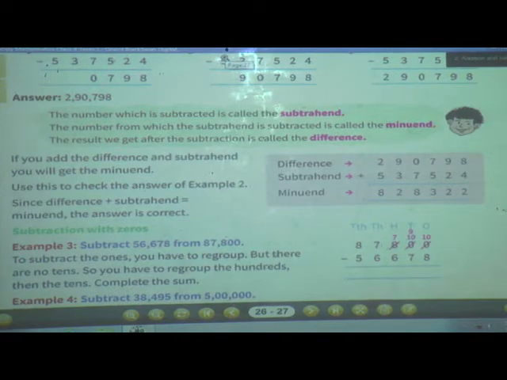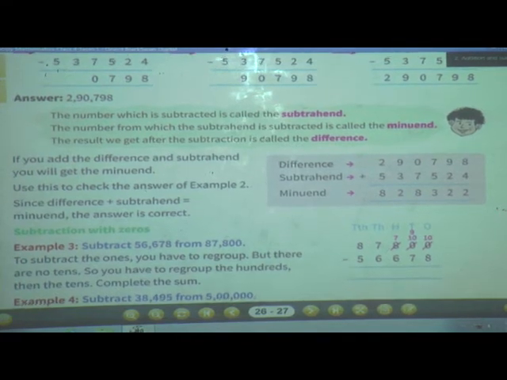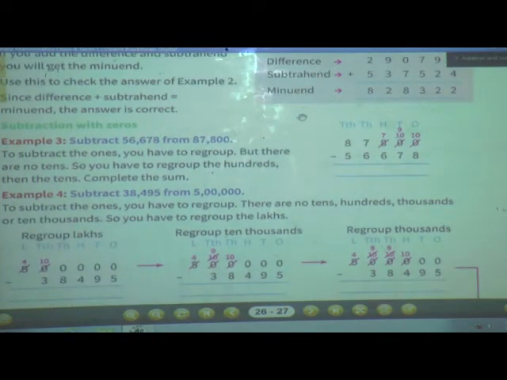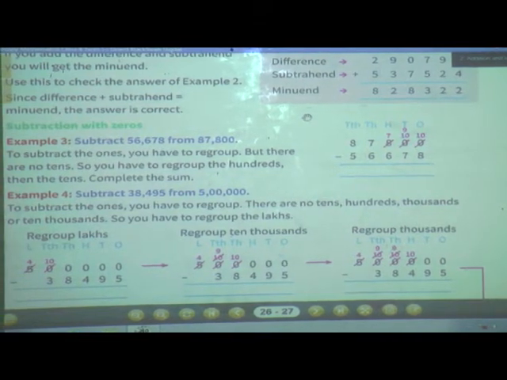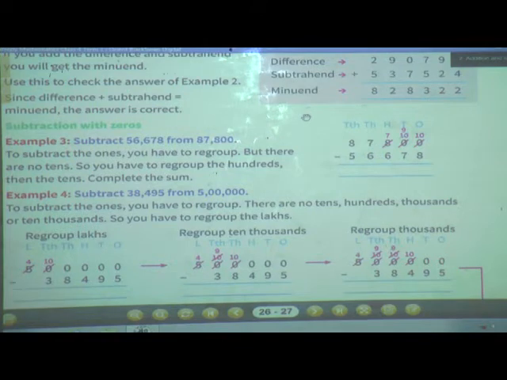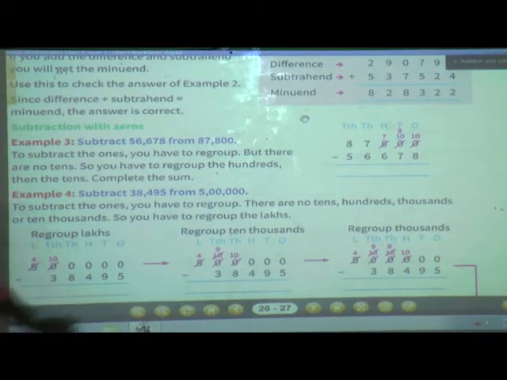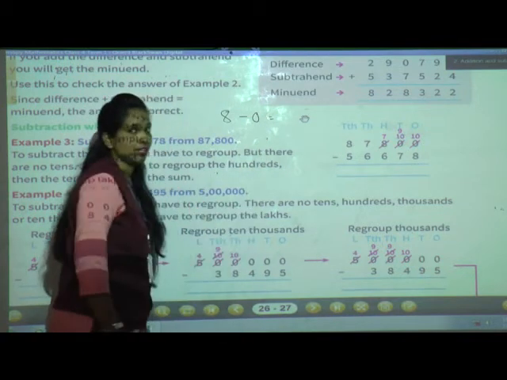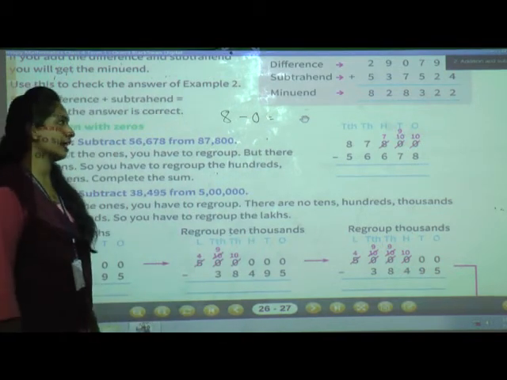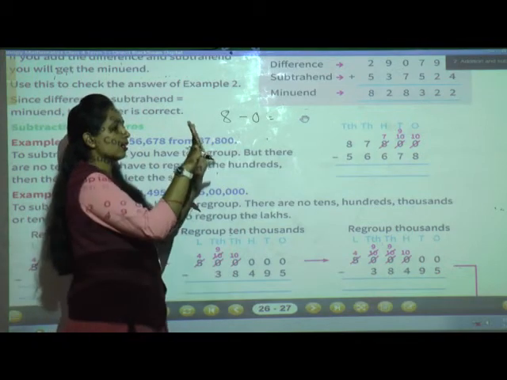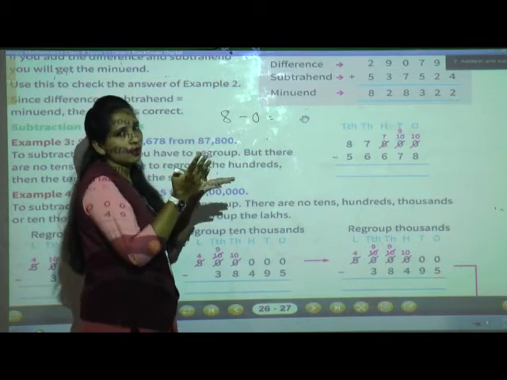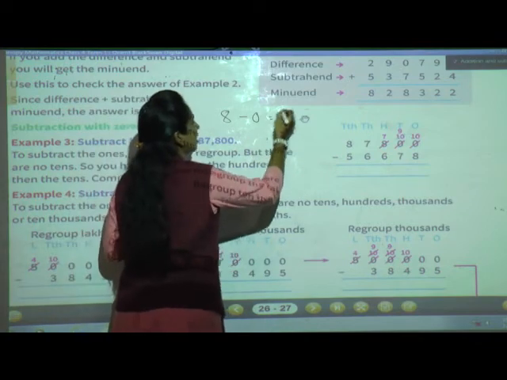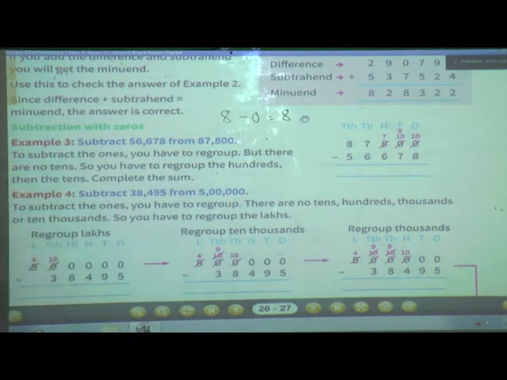Now let me teach you subtraction with 0. Before that, let me tell you three things. First, when 0 is subtracted from a number, we get the number itself. For example, 8 minus 0. When we subtract 0 from any number, we get the number itself, because 0 means nothing. So the answer is 8 only. Understood? Keep it in your mind.